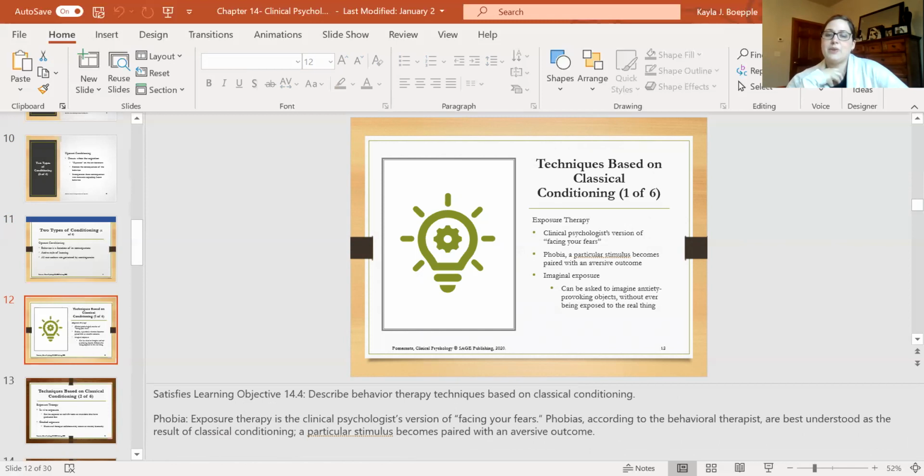So one of the ways that we use classical conditioning is often when we're using exposure therapy. So this is an example of facing your fears. So let's say that you're really afraid of spiders. We might use exposure therapy to help you be less afraid of spiders.